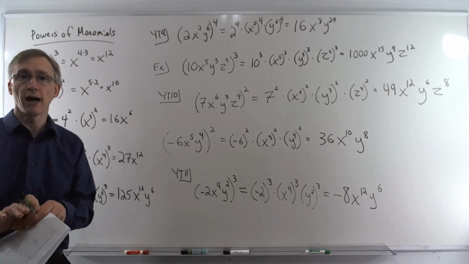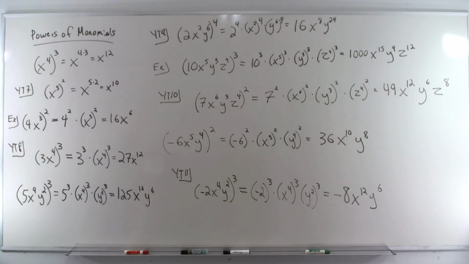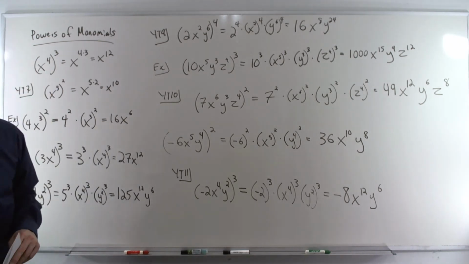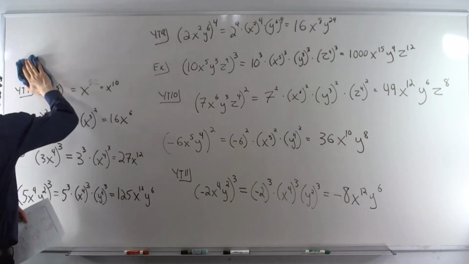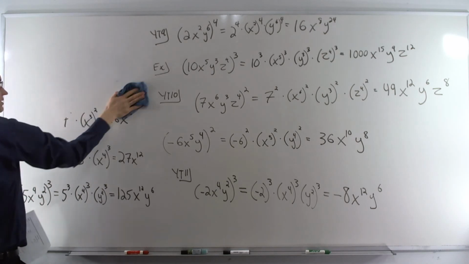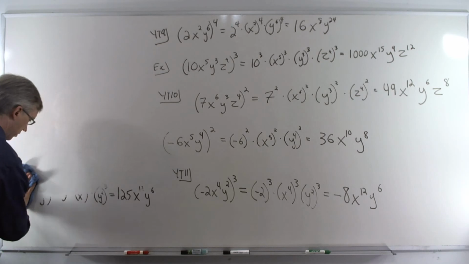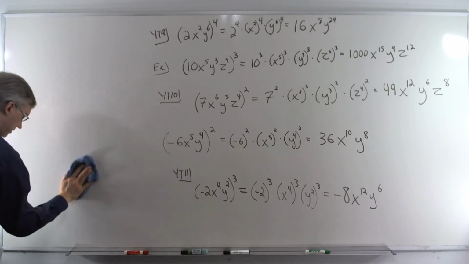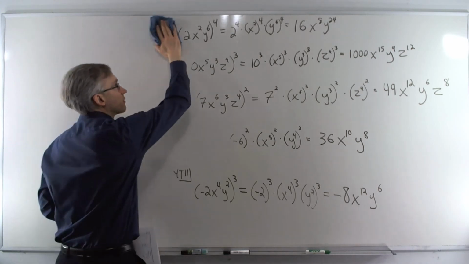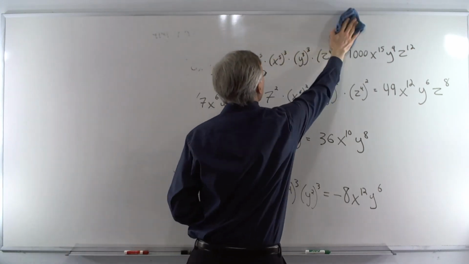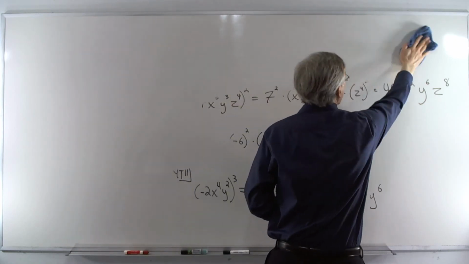All right, now we're going to start combining multiplication with powers. In order to simplify these correctly, we have to remember order of operations. In order of operations, we start with parentheses. But since we're talking about monomials, we won't need to simplify inside parentheses. We'll go right on to the exponents. So the first thing that we're going to work on in all of these would be the exponent, the outer exponent.